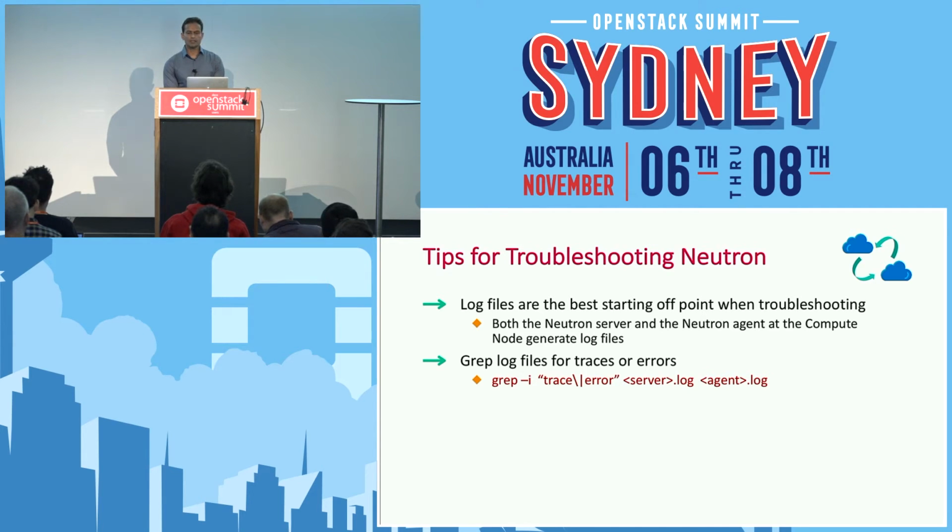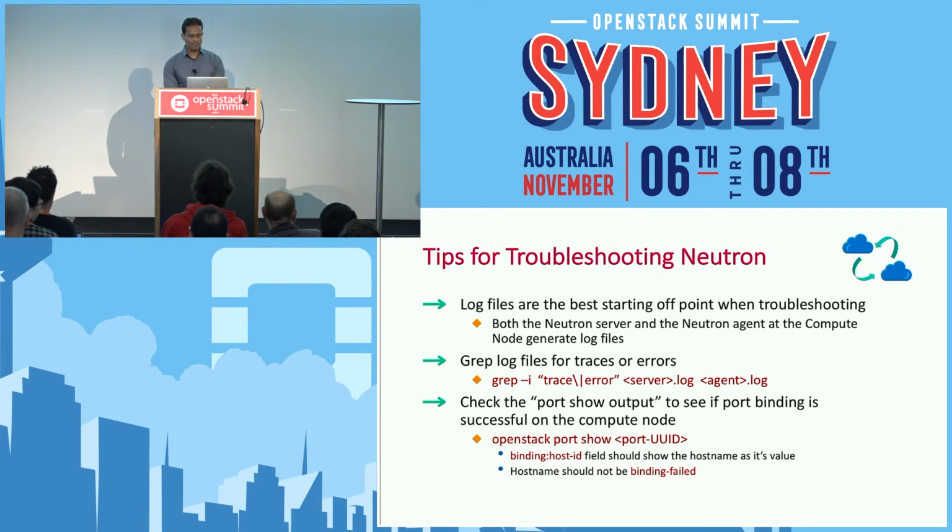That's the first thing that I use to troubleshoot in my deployment: to grep for traces or errors in the server.log, which is the log file generated by the Neutron server, or the agent.log on the various compute nodes. Another piece to see is, if you have so many compute nodes, which compute node would you actually troubleshoot? How do you isolate the problem? Isolating the problem to a compute node or to the controller node is the first step towards troubleshooting, so you exactly know where to look.